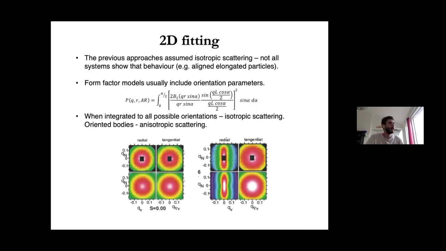Okay, so the next thing that I'm going to very briefly mention is that everything I have said until now applies to 1D data analysis. That means that when we look at our intensities in the detector, there is no anisotropy, because the particles are randomly oriented and we are getting an average of all the different alignments in the system. So we have this isotropic scattering, and we calculate the radial average of this and get the 1D data.